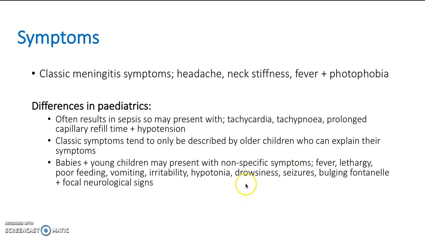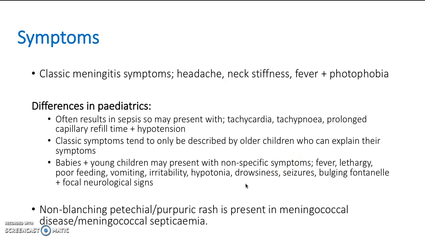So remember to look out for the petechial or the purpuric meningitis rash. If this is seen, the child has meningococcal disease, which is meningitis caused by Neisseria meningitidis specifically, and it's likely to progress to meningococcal septicemia.